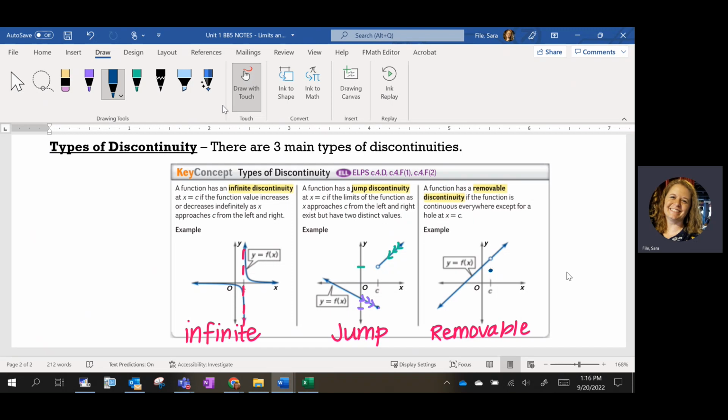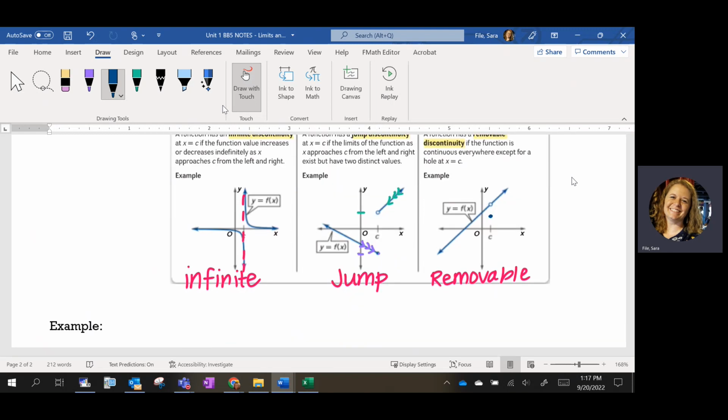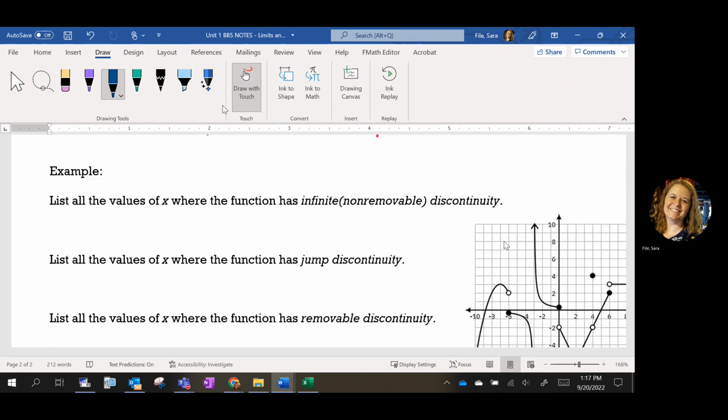Does that make sense? So infinite, jump, and removable. So you'll have to be able to distinguish what types of discontinuities you're looking at in your graphs. And when we get to the check for understanding later, we're also going to have to be able to identify the type of discontinuity from a table. So if you have a table of values, interpreting what the values are, how they're changing, what type of discontinuity is being shown in the table. And there's one on the check for understanding that we'll see in a minute.